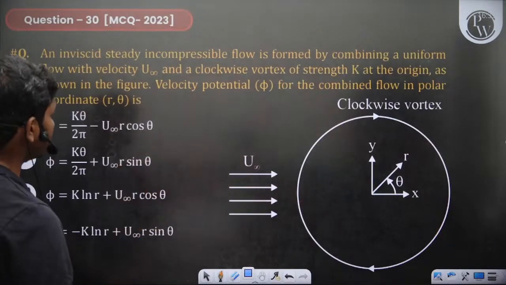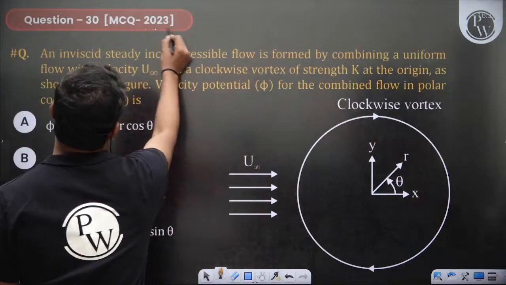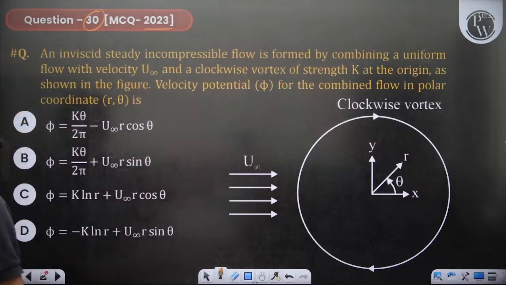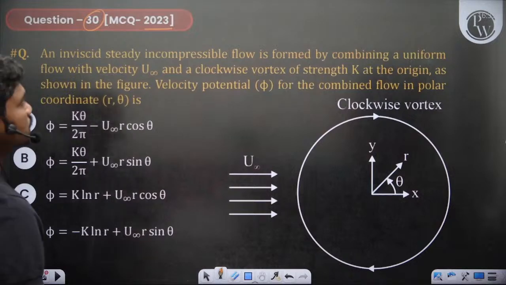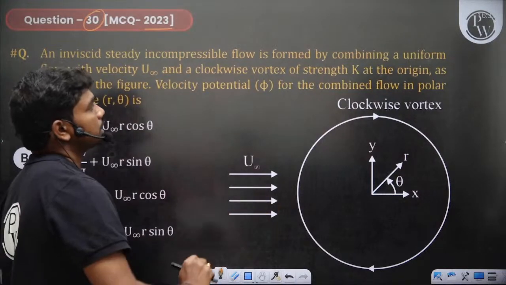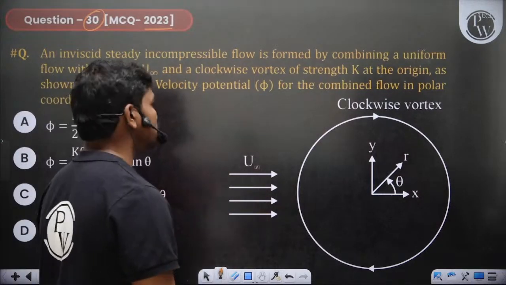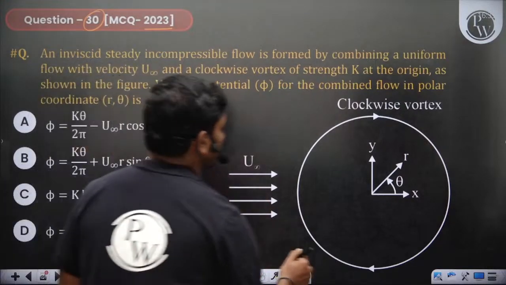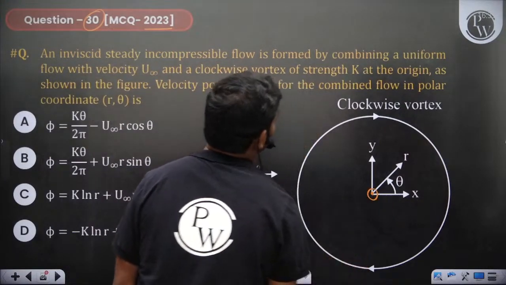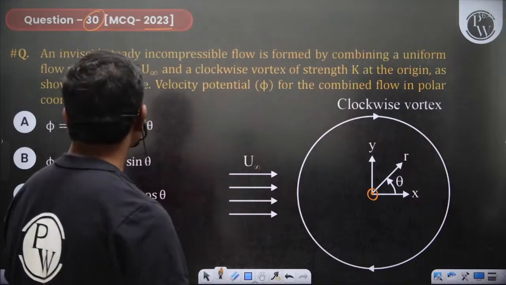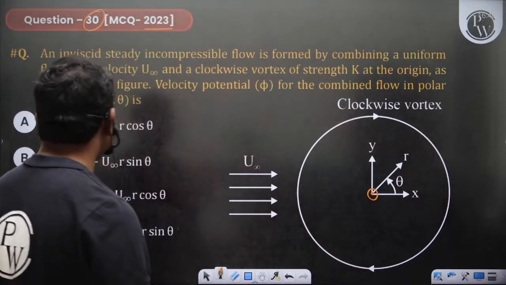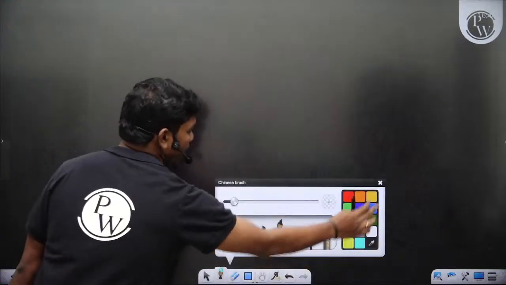Chalo, let's solve this. 2023. An inviscid steady incompressible flow is formed by combining a uniform flow with velocity u infinity and a clockwise vortex of strength k at the origin. So the vortex has a strength of k, and that vortex is at this point, the origin. Circulation, or basically the strength of the vortex. Velocity potential function phi for the combined flow in polar coordinates r comma theta. So let's see, you have a flow.